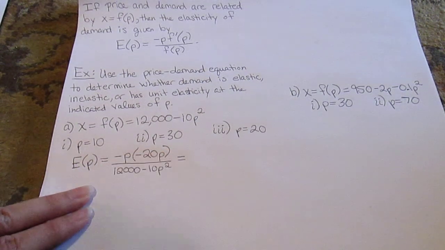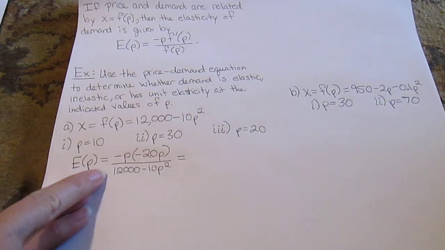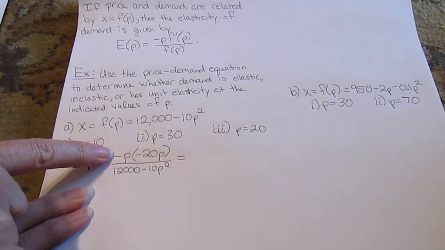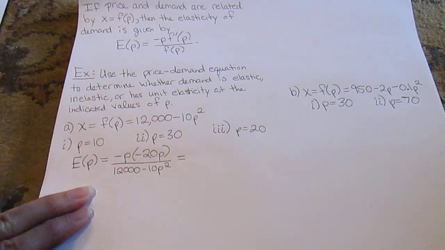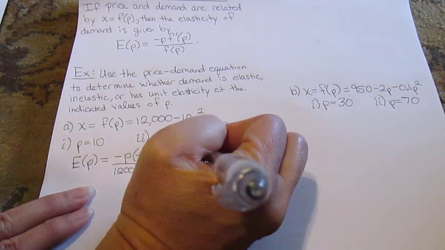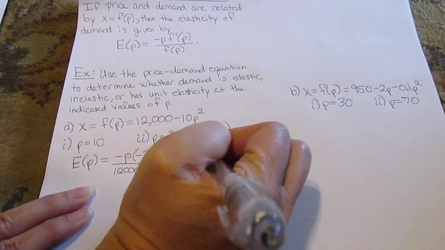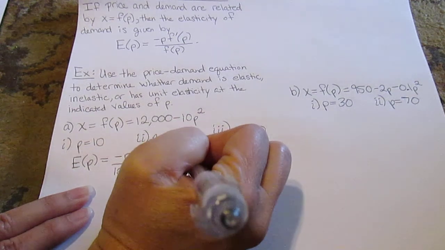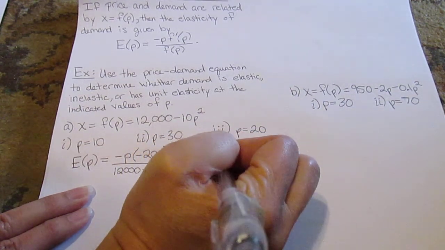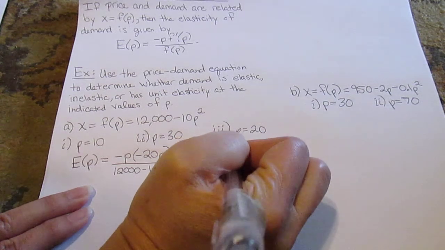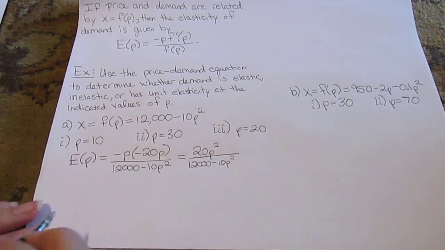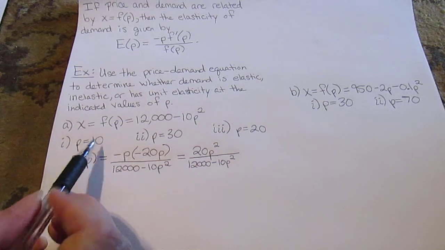I like to simplify it a little bit at this point, but you don't have to. You could just use it like this. I go ahead and multiply negative p times negative 20p. That'll give me a positive 20p squared. Then it's just a little nicer when you're plugging in the different values. Okay, so let's go ahead and plug in 10.